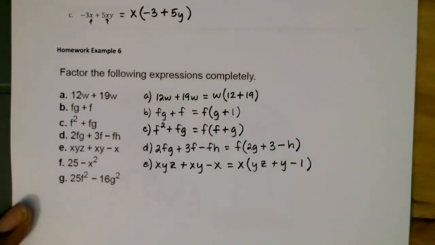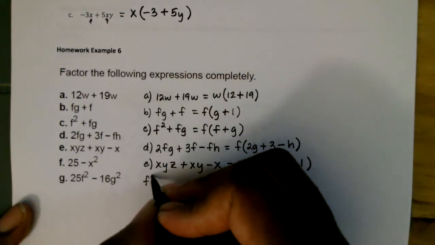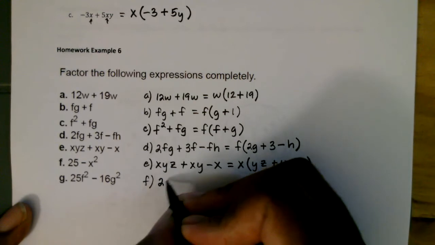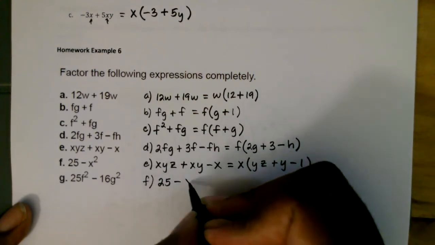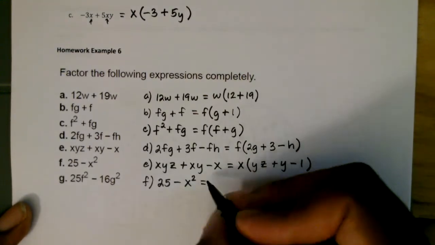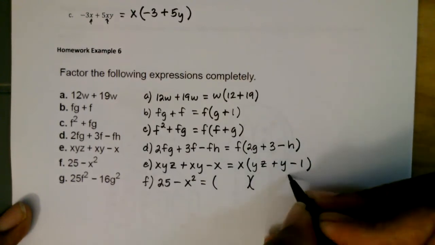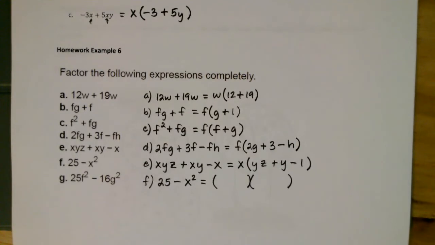So I have X times the quantity YZ plus Y minus 1. Now part F is the difference of squares, 25 minus X squared. Notice that 25 is a perfect square, X squared is a perfect square. That's the difference of squares, I should say. I can factor this into 2 binomials here, like this.